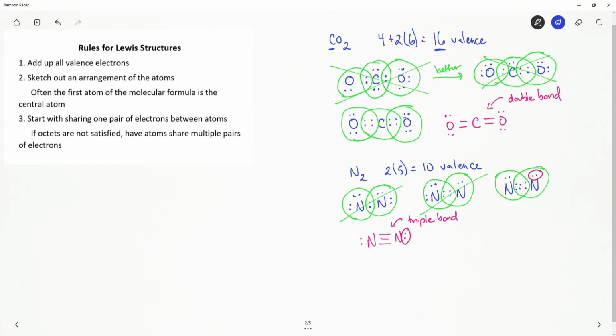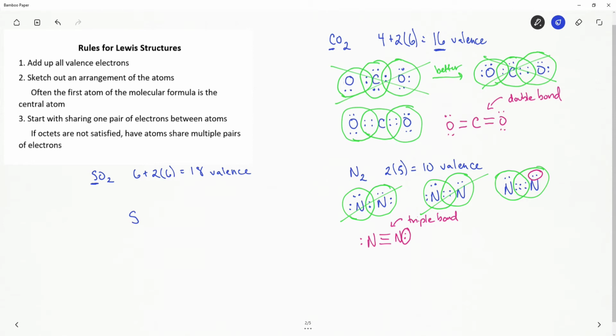Let's take a look at sulfur dioxide. Okay, we'll start by counting up valence electrons. Sulfur has 6 valence electrons. I have 2 oxygens. They also have 6 valence electrons. So I have 18 valence electrons. I'm going to put sulfur as my central atom.